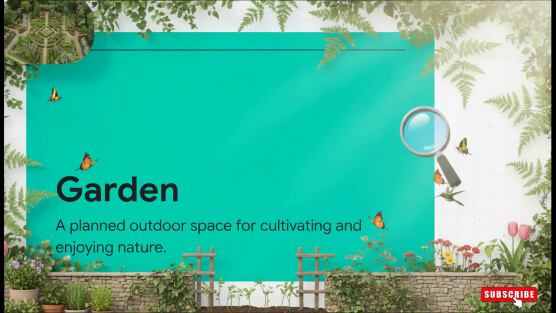It's a planned outdoor space explicitly meant for the display, cultivation, and enjoyment of plants and nature, usually mixing natural and man-made elements. As a quick fun fact, in British English, garden usually means the enclosed area right next to a building, whereas in other places, you might just call that your yard.